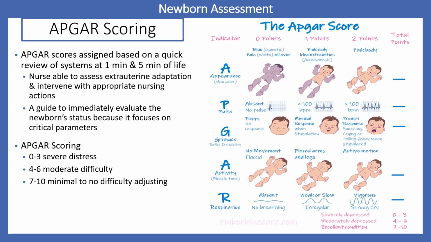APGAR scoring provides a quick nursing assessment and evaluation of how the newborn is adapting to extrauterine life. An APGAR score is given at 1 minute of life and 5 minutes of life. The newborn will be closely monitored in the first 2 hours after birth.